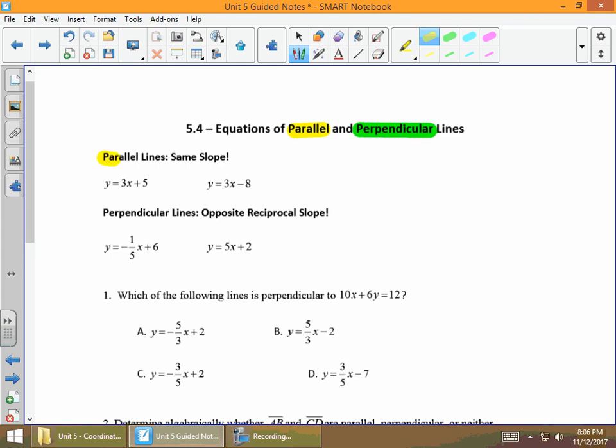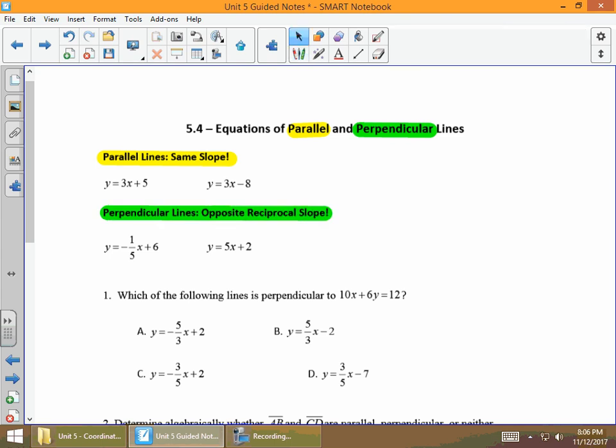And I want you to know that parallel lines, if you look at their slopes, are exactly the same. Same sign, same number, same everything. Perpendicular lines, on the other hand, have slopes that are what we call opposite reciprocals. Okay, so what does this all mean?